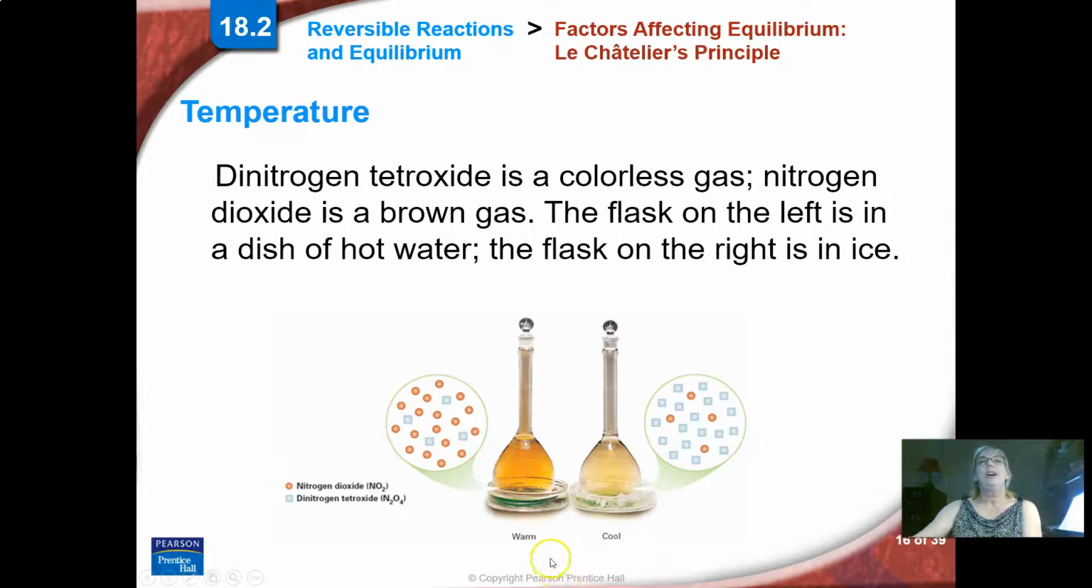So this is showing you equilibrium, and when it's warmer, it goes more towards this color because it has more of the dark nitrogen dioxide. And when you cool it, it goes over here, and then it has more dinitrogen tetroxide. So we can stress the system with temperature.